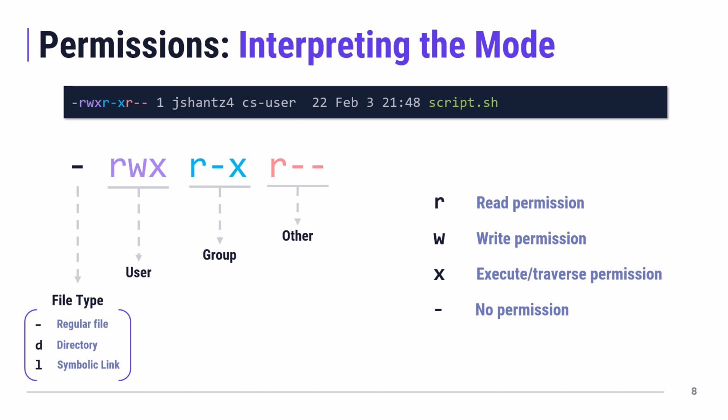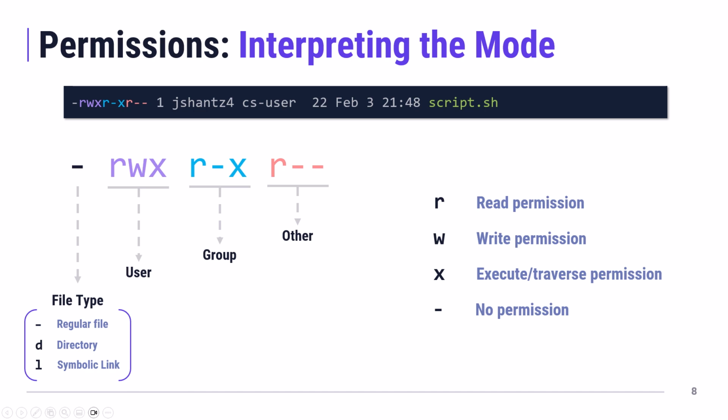So in this case, this is saying that for the owner of this file, for jchance4, he can read the file, he can modify it, he can execute it. For the CS user group, so for anyone that is in the group CS user, they can read it and execute it, but they can't modify the file. And for everybody else on the system, so not the owner and not members of CS user, they can read the file, but they can't write it or execute it. And of course, if we see a dash, that means that that permission has not been given to that particular user or group.